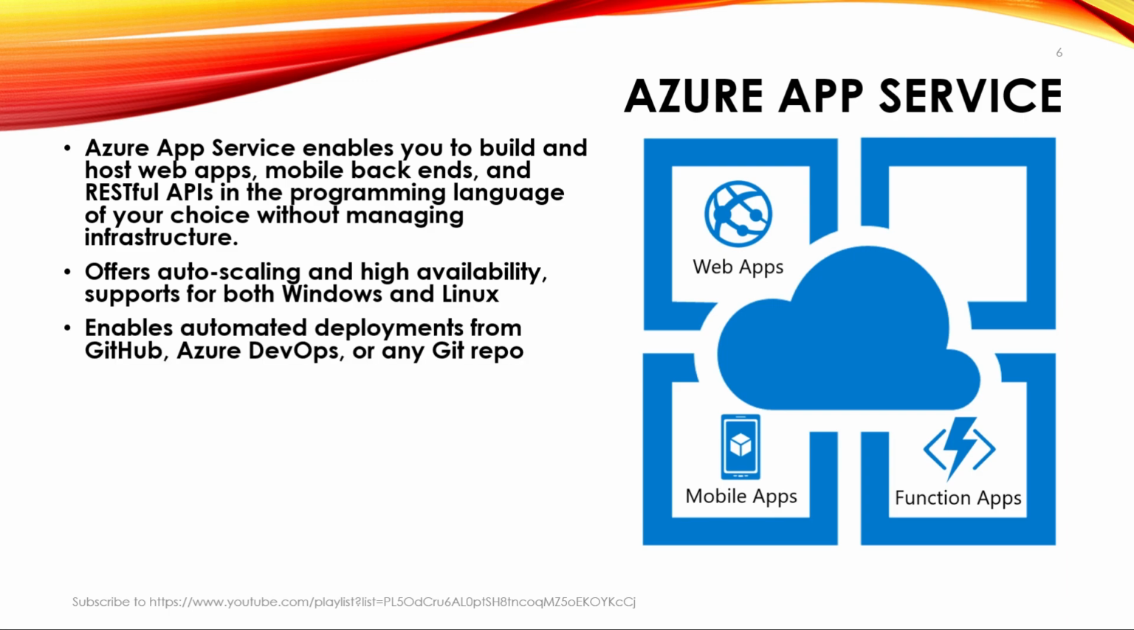It enables automated deployments from GitHub, Azure DevOps, or any Git repo. As you know, there is GitHub, and there are other Git repos which you can utilize. Azure App Service is an example of a PaaS offering from Microsoft. As you know, we have seen those three categories: infrastructure as a service, platform as a service, and application as a service. App Service falls under the category of platform as a service.